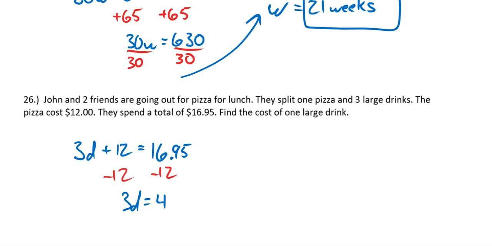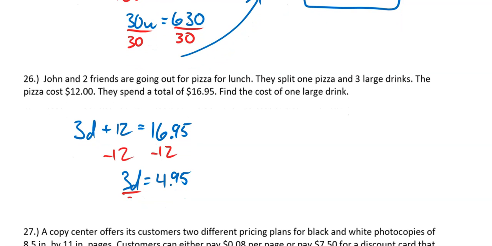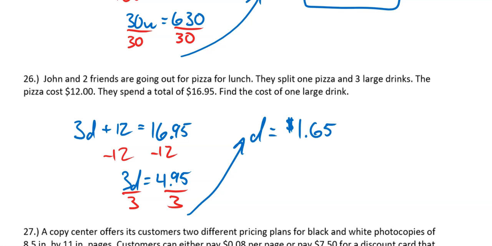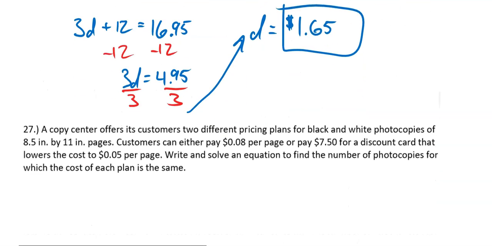So it's going to be $4.95. And then I'm going to divide each side by the 3. And you can use a calculator for this one. That's 165. So each drink costs $1.65. Okay? And again, we're just thinking about the situation and working backwards to that answer. That's what solving equations is. It's working backwards through a process to get back to what you were looking for. Okay?